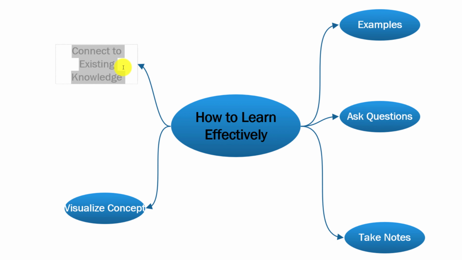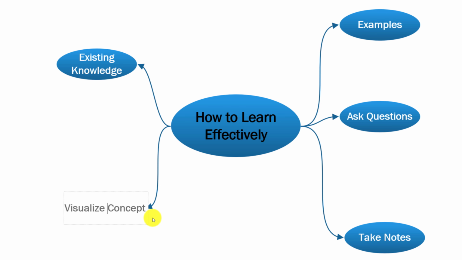So what you can do, you can either expand the box, or in my case, I'd like to keep the boxes the same, or in this case, it's not boxes, it's ovals. I'm typically just changing the length of the text and reducing the text. For example, instead of "connect to existing knowledge," I'll just leave "existing knowledge." And here, instead of "visualize concept," I can maybe have it on a different line if I really want to keep both, or I can just leave the word "visualize."